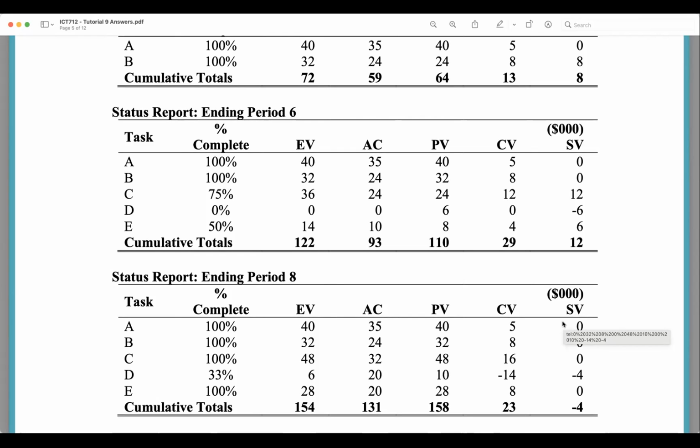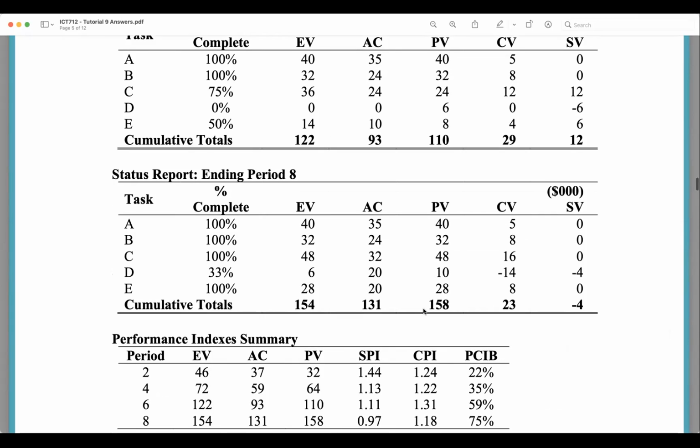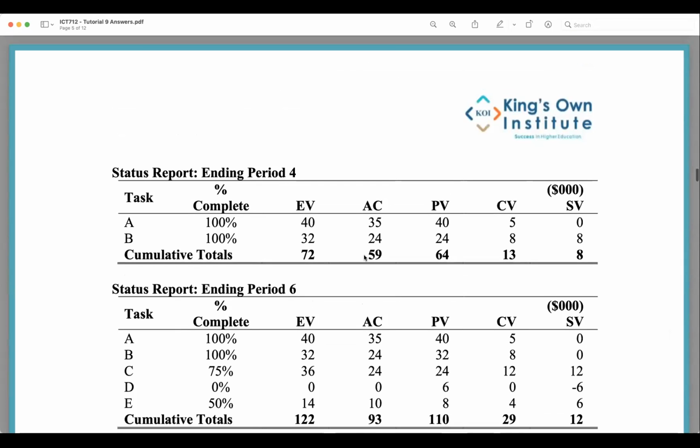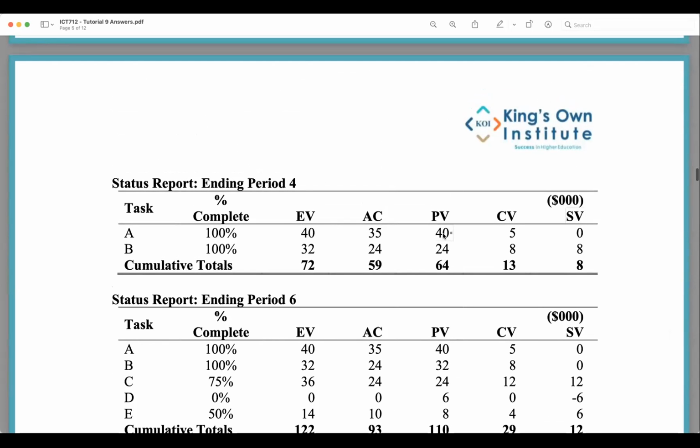Let's just talk here. Is this project progressing well, or is it progressing poorly? Progressing well. It's progressing well. All right. That's awesome. That's very good. Now, you can see here on this table, they want you to have earned value, actual cost, planned value. Okay, great. So where can we get this? Period 2. Okay, let's go here. Period 2. 40, 35, 40.